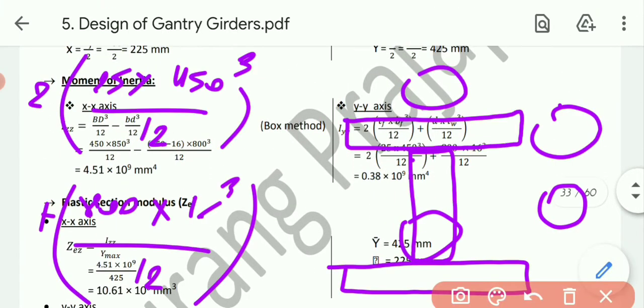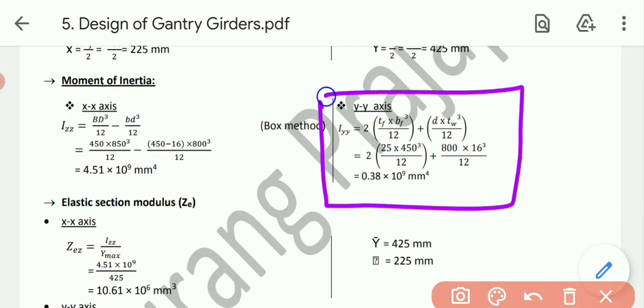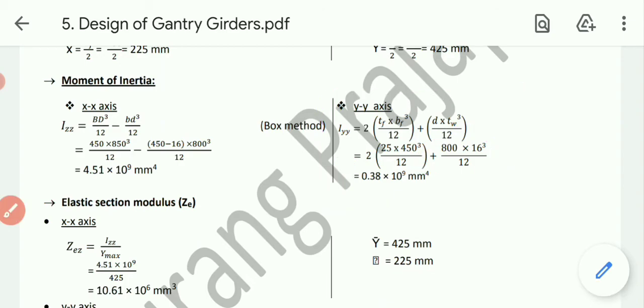So see, 2 times 25 into 450 cube by 12 plus 8000 into 16 cube by 12, so I will get the answer 0.38 into 10 to the 9 mm raised to 4, sorry, moment of inertia is there.